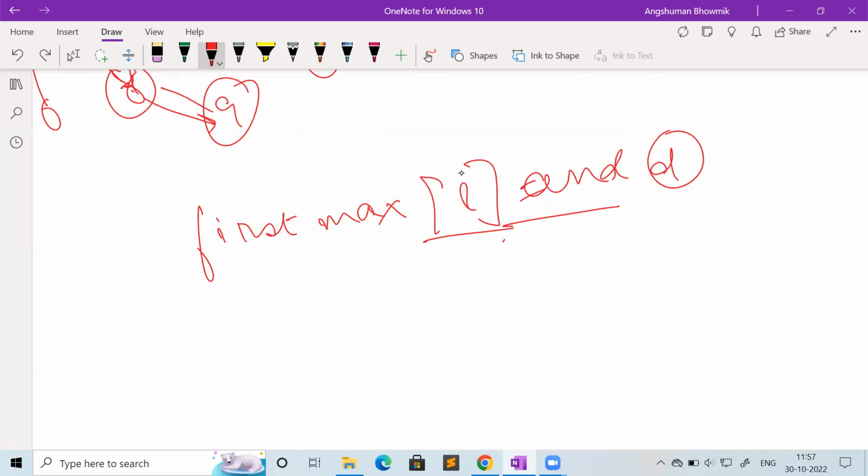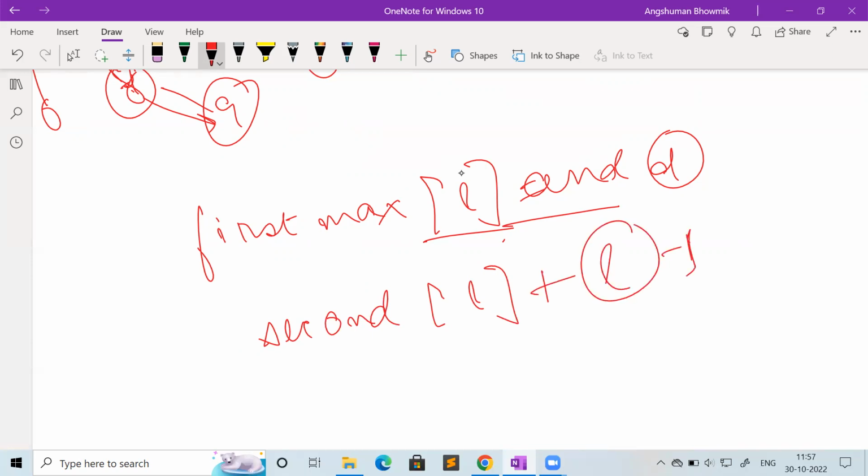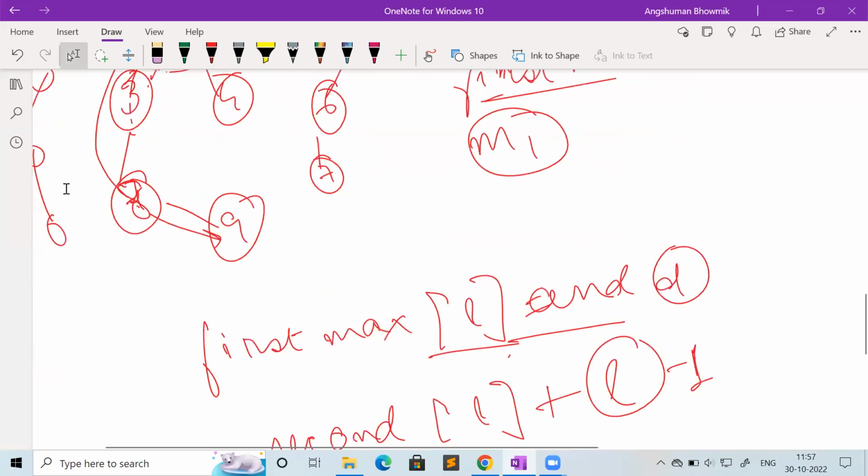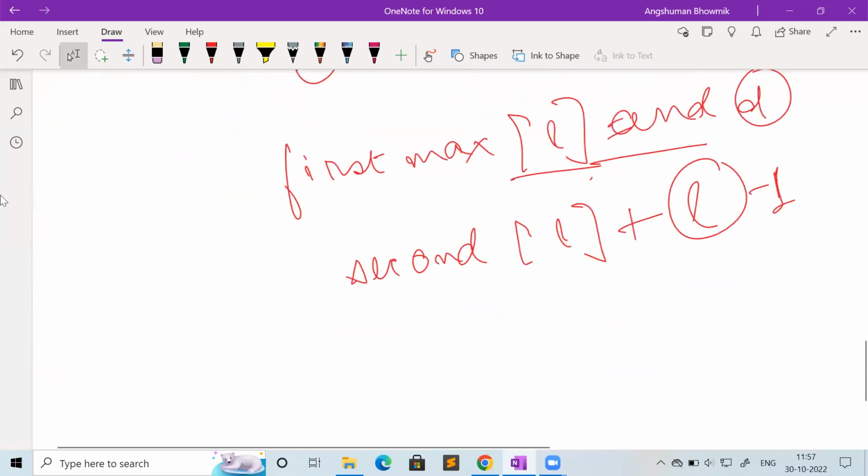So we need to find the second maximum of this level L. So the answer for the particular query would be second maximum plus level of that particular node minus 1, because second maximum also uses this edge, so we do a minus 1. So yeah, this is the answer. I hope it's clear. Let's take another example.